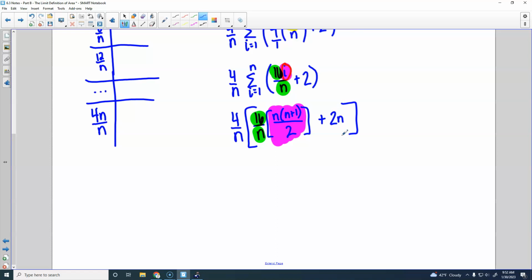And at any point here, you could put the limit. I'm going to wait just so I don't have to write the limit notation every time. So this is going to be, if we take this 16n and distribute here, we'll get 16n squared plus 16n over 2n plus 2n.